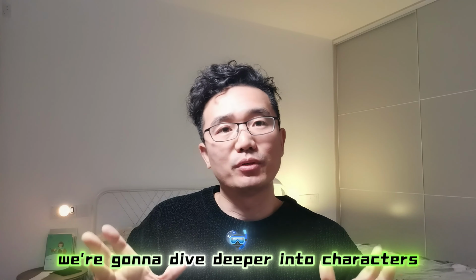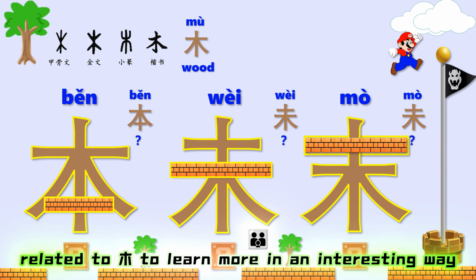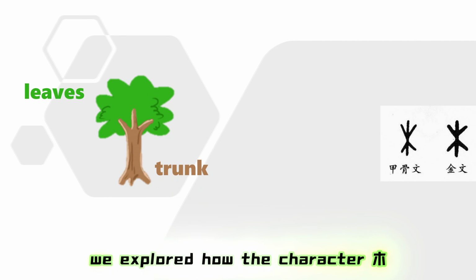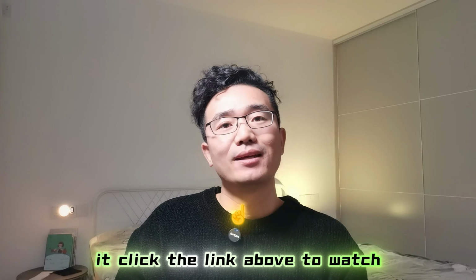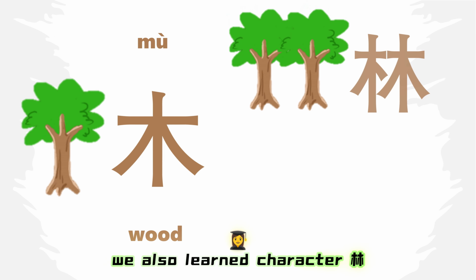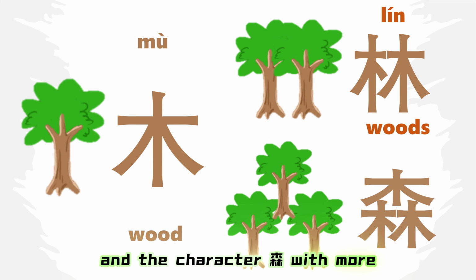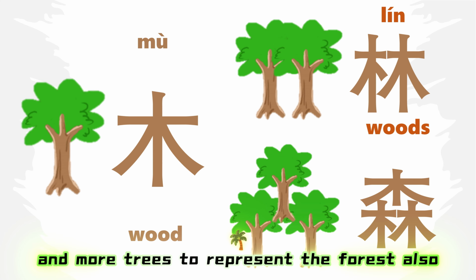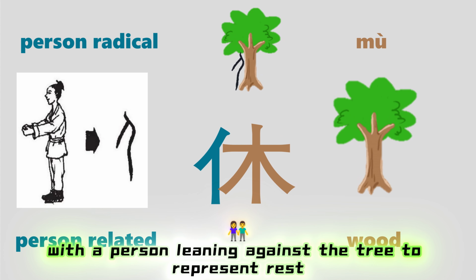Today, we're gonna dive deeper into characters related to mu to learn more in an interesting way. In our last video, we explored how the character mu evolved from ancient pictographs. If you haven't seen it, click the link above to watch. We also learned character lin with more trees to represent woods, and the character sēng with more and more trees to represent the forest. Also the character Shui with a person leaning against the tree to represent rest.